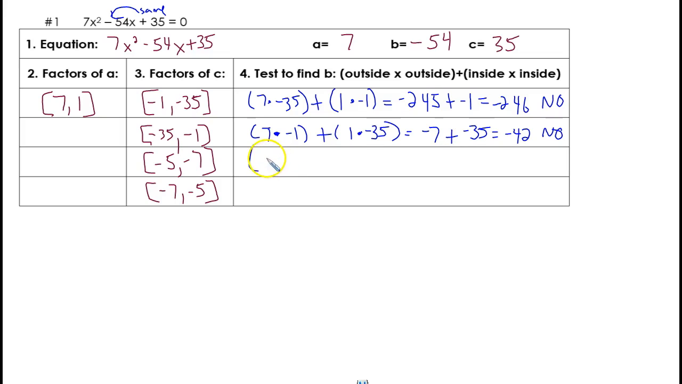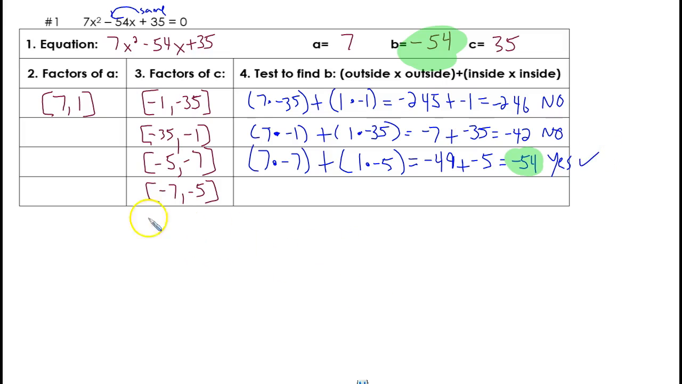Well, we might have to try all these. Let's see. We got 7 times 7 for outside times outside, or 7 times negative 7, plus the inside times inside, which is 1 times negative 5. 7 times negative 7 is negative 49, plus 1 times negative 5. We add those together to get negative 54. We go back and check, did we get what we were looking for? Did we get negative 54? Yes.